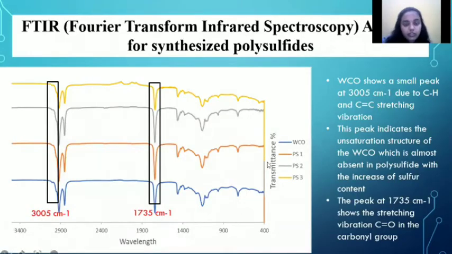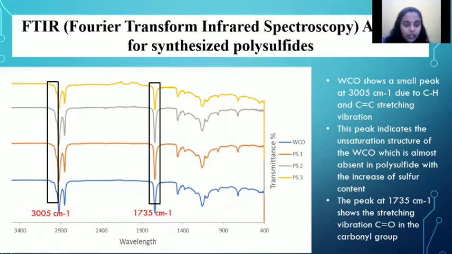For the characterization of the synthesized polysulfide, this is the result that we obtained from the FTIR analysis. The peak at 3005 centimeter inverse shows the carbon-carbon double bond and carbon-hydrogen bond stretching.